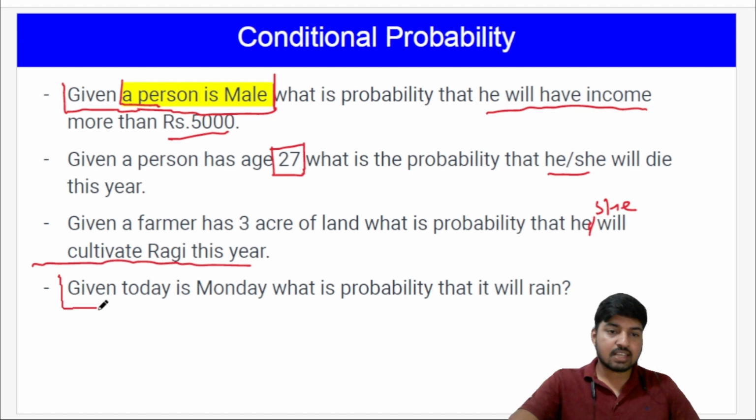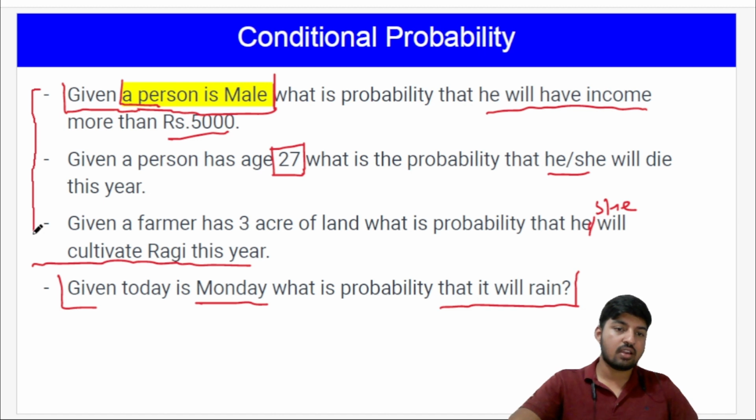Now you see my last question: given today is Monday, I know that today is Monday. This is for example's sake, or you can say today is some Saturday. What is the probability that it will rain? So this question is different from all of the above three questions. Can anyone tell me why it is different from all of the above three questions? Can anyone tell me?